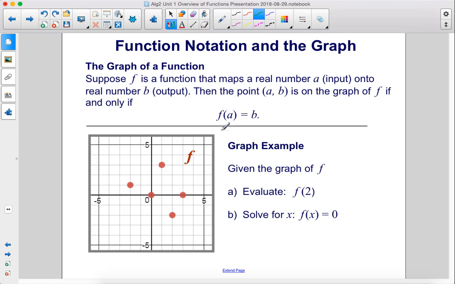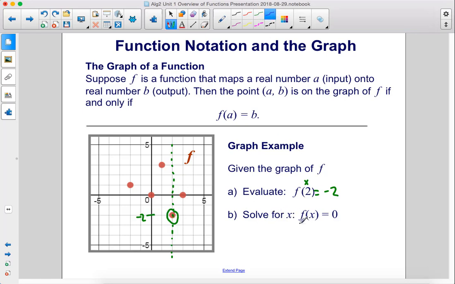Here is a graph example. Given the graph of f, evaluate f of 2. Alright, so our input is going to be 2, our x value. So we go to x equals 2, and I'm going to draw a little vertical line. We see that the point is right there at y equals -2. So the answer is -2. When x equals 2, you just see where the red dot is, or where it intercepts the graph, and it intercepts right there at y equals -2.